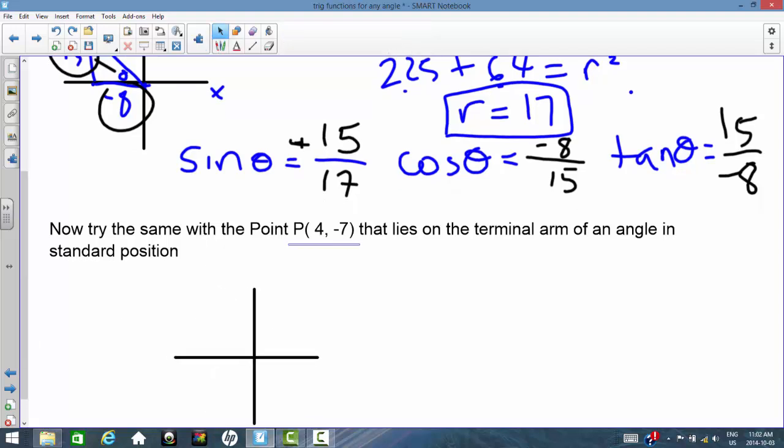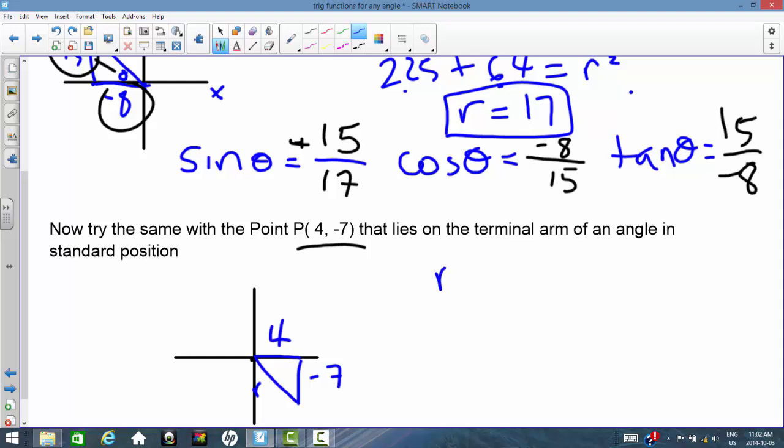Okay, so the point P, negative 4, 7, lies on the terminal arm of an angle in standard position. So 4 is this way, and negative 7 is down here. So that would be this. So this would be 4, and this would be negative 7. So now you find r.